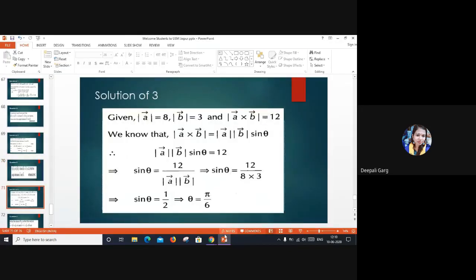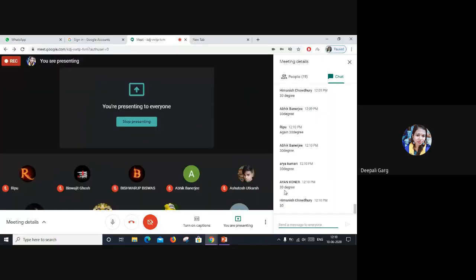Again, the answer is 30 degrees, right? Ayan, yes, again 30 degrees. Ayan, Ripu, Abhik, Himanish, pi by 6, very good. Devmalya, Subhashish, 3p. What is 3p beta? 30h. Okay. So Rejwan, Vishwarup, everyone is getting their answers right. So it is 30 degrees.